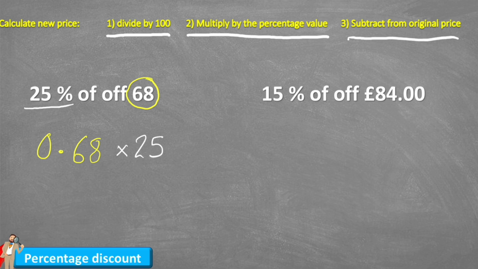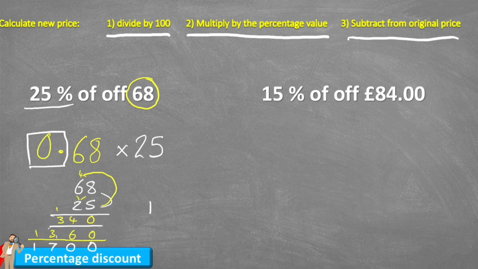Now this might look very difficult, but there is a bit of a trick for multiplying by decimals. We're actually going to just ignore the decimal for now, and we're just going to multiply 68 and 25. Let's do that really quickly. So my answer is 1700.